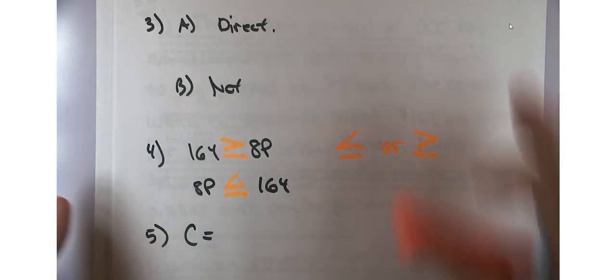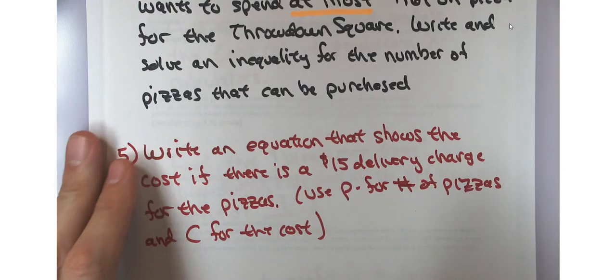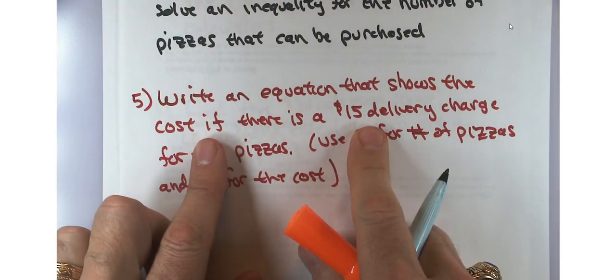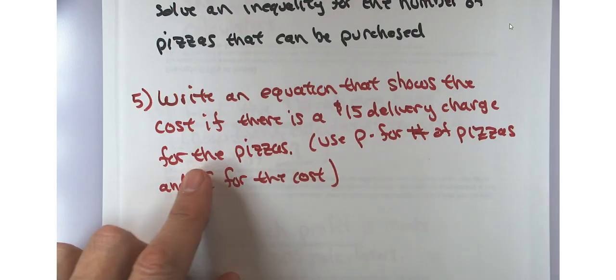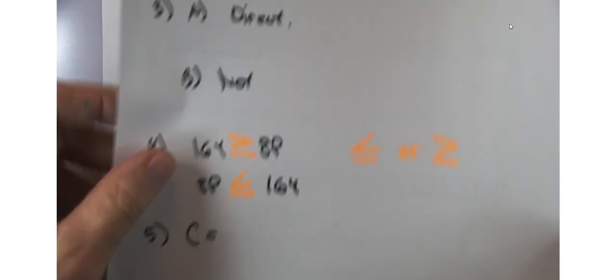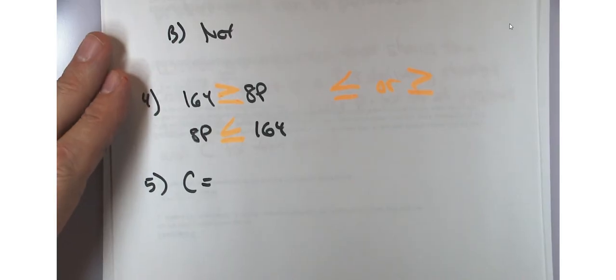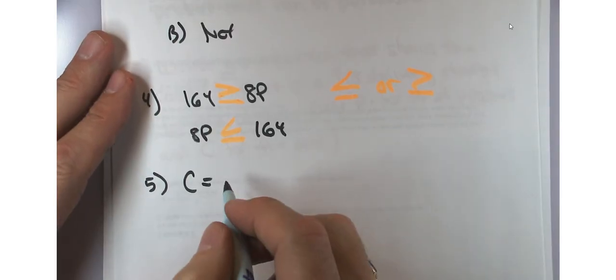Now, let's see. There was part 5 on that. It says write an equation that shows the cost if there's a $15 delivery charge for the pizzas. So that means our cost is going to be not only the pizzas, but then the $15 delivery charge. What should I write here?